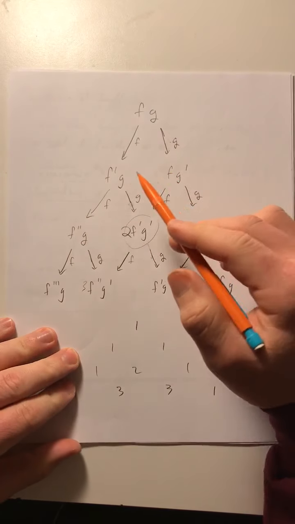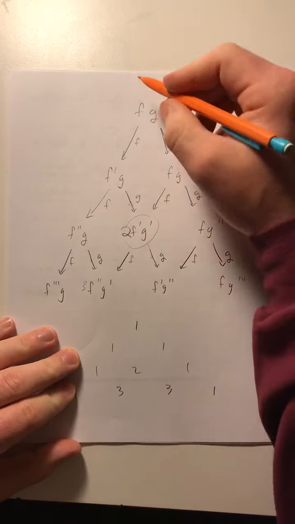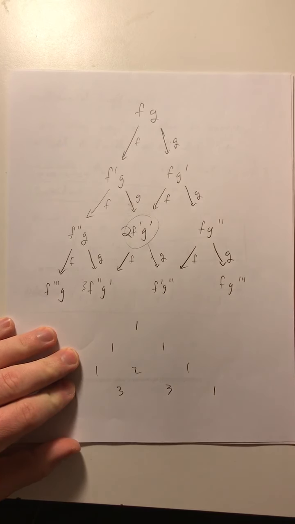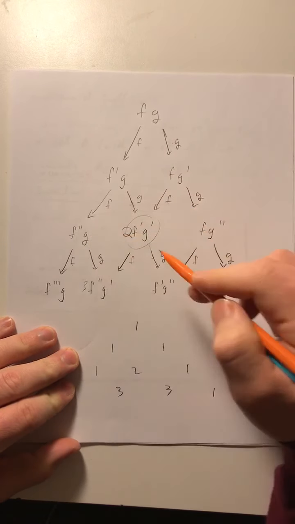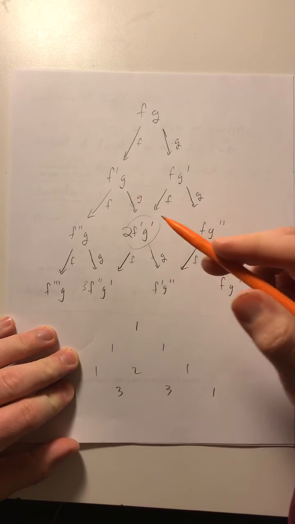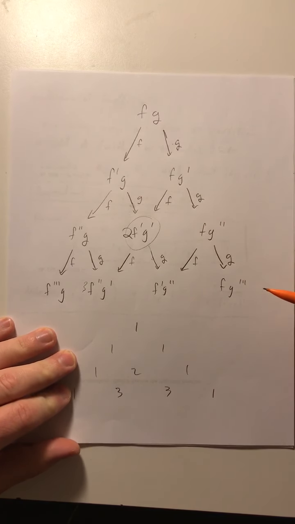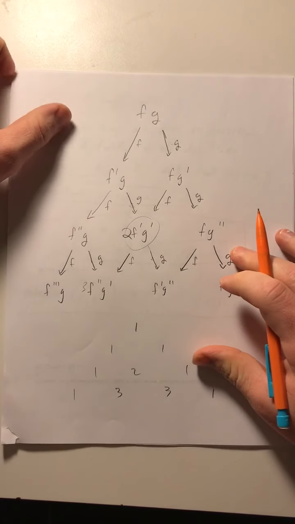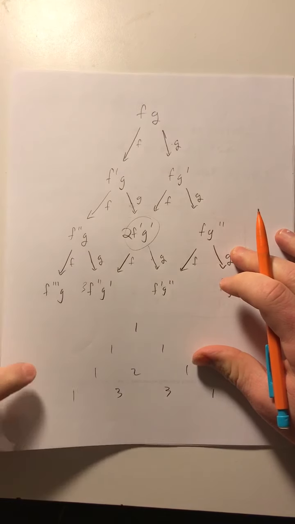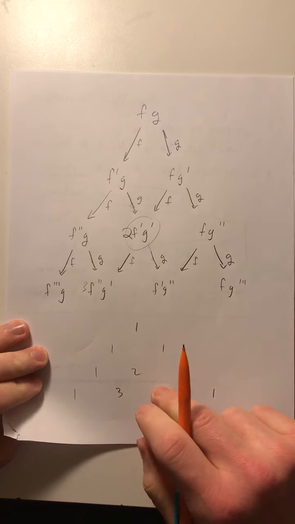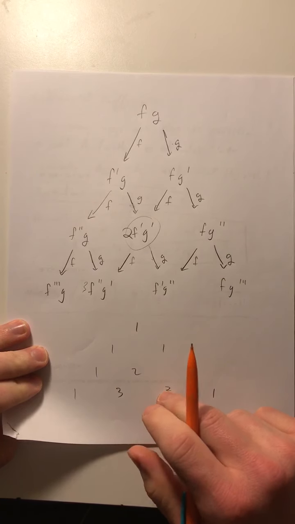So it's exactly like x to the power r, y to the power n minus r, except instead of powers, it's derivatives: the rth derivative of f and the n minus rth derivative of g. The coefficients come exactly as they did for the binomial theorem.